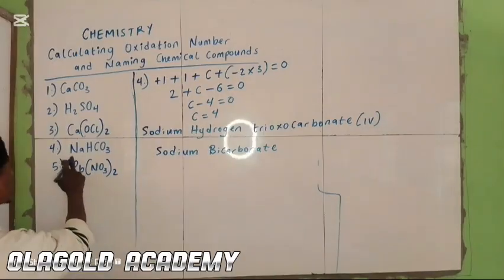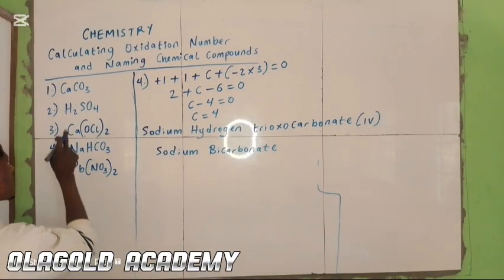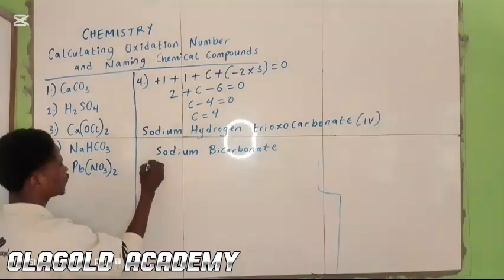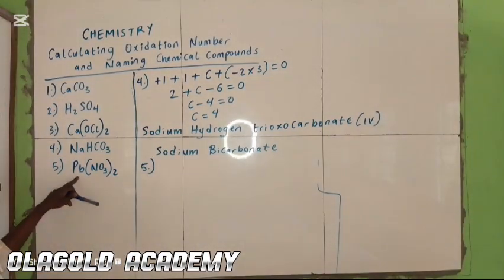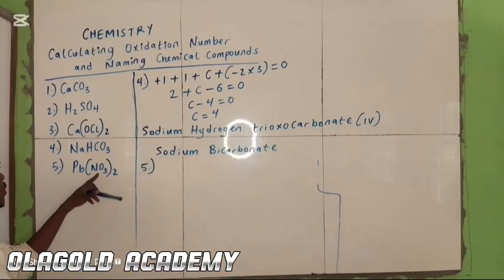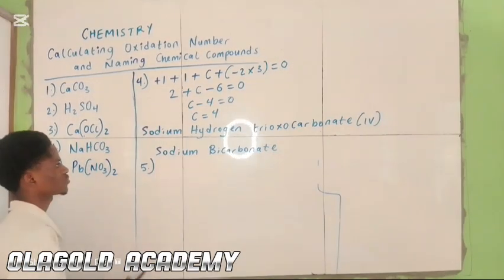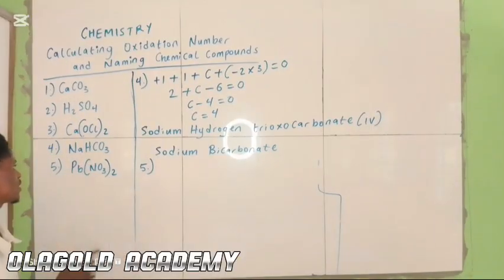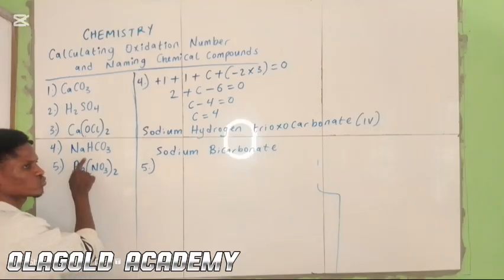This is baking soda. Number 5, I have Pb(NO3)2. What do I do? As usual, if I say a compound like this, it means that the oxidation number of this one here is +2.